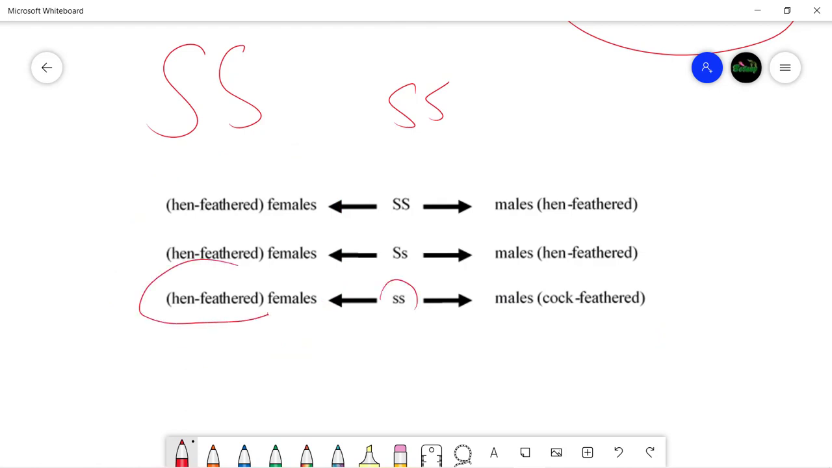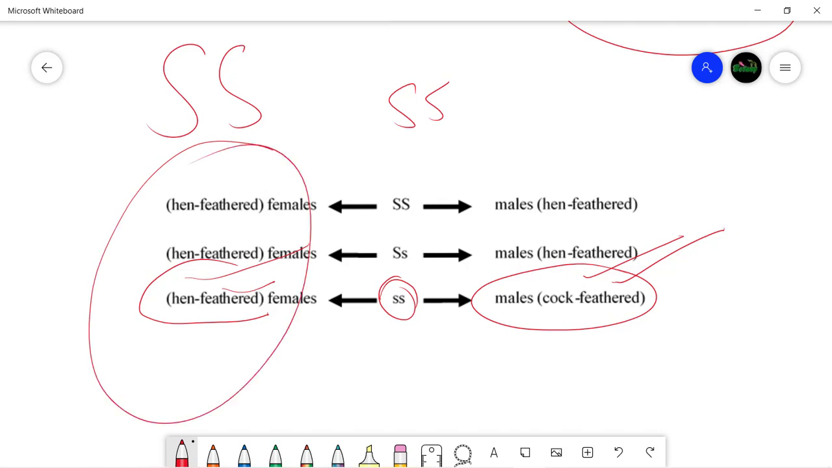So this particular trait is restricted to males only, and the females never develop this particular feature, which is cock feathering. So the effect of these alleles to produce the cock feathered effect is only present in the males, and this is limited to the male sex, or cocks only, rooster only, whereas the hens always have hen feathers, whether it's both dominants or a heterozygous condition or a homozygous recessive. They always have hen feathers, whereas this cock feathering is limited to males only.